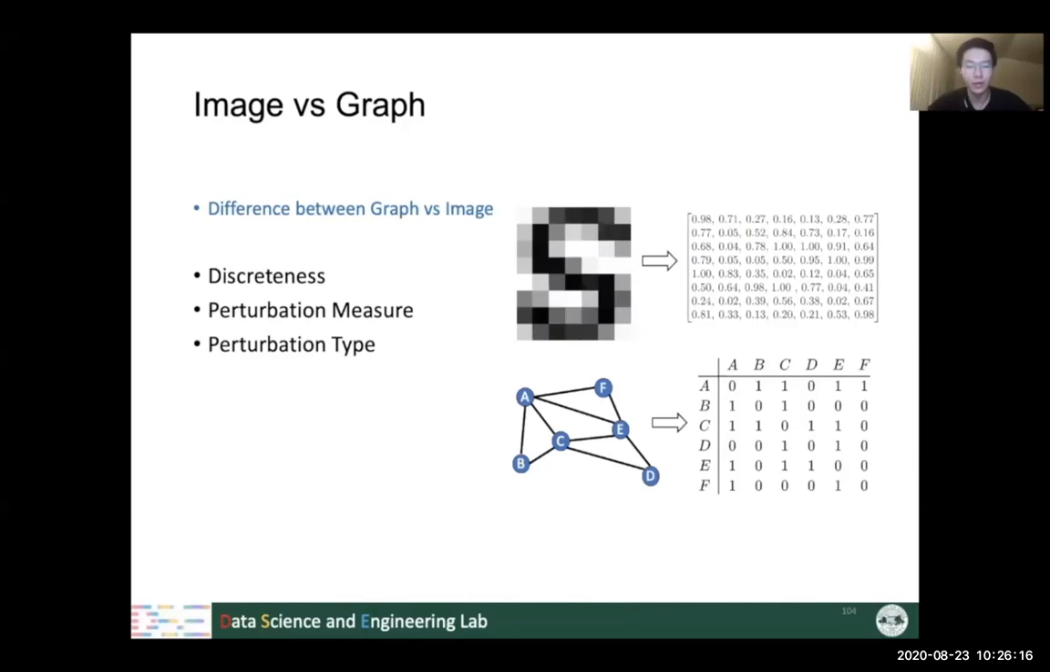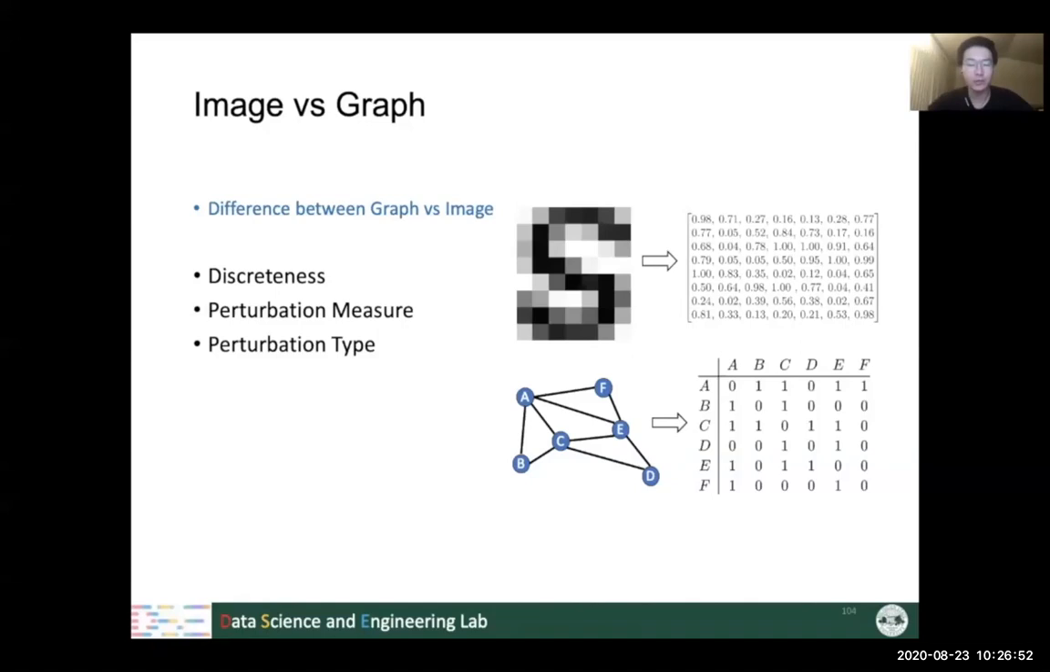The second main difference is that the perturbation measure is quite different. Since adversarial attacks should be unnoticeable, when we are generating adversarial attacks, we need to tell whether the adversarial perturbation is small or not. For image data, we humans can easily tell whether two images are similar. But for graphs, if we change the structure, it's very hard for humans to say whether the changed graphs are similar or not. So that's the second difference.